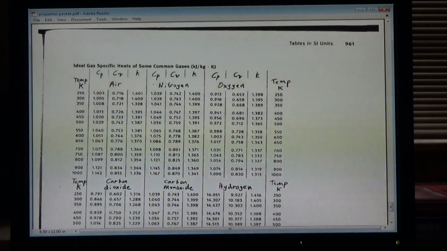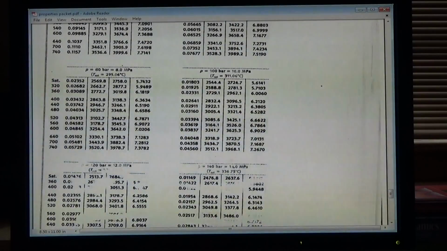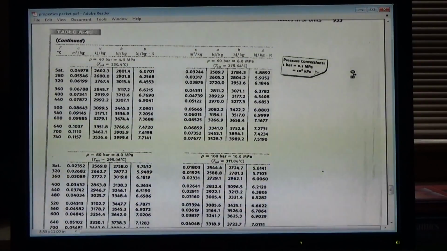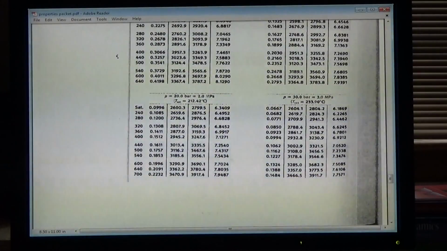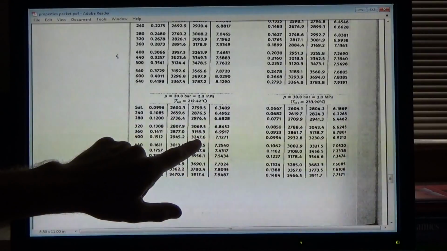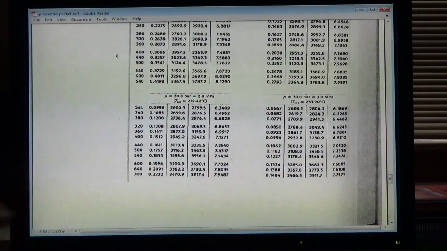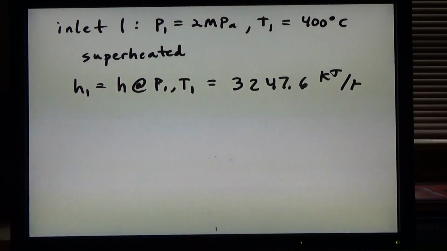So to the tables, we need to scroll up to our pressure table, superheated. We want to look for 2 megapascal. Here's the 2 megapascal table for pressure in the superheated. Our temperature was 400, that's right here, and specific enthalpy is the third column. So we get 3247.6 kilojoule per kilogram.